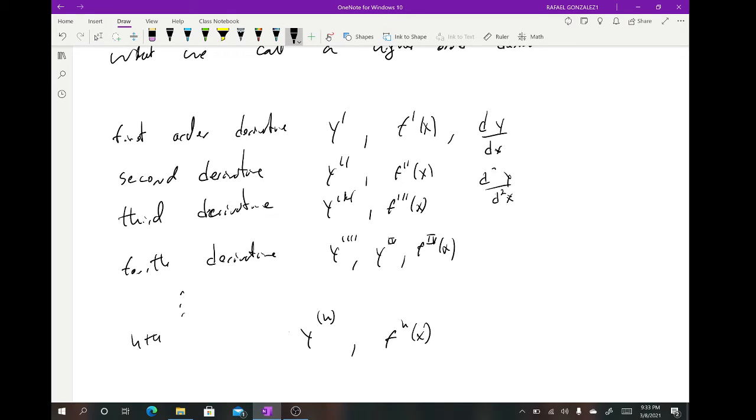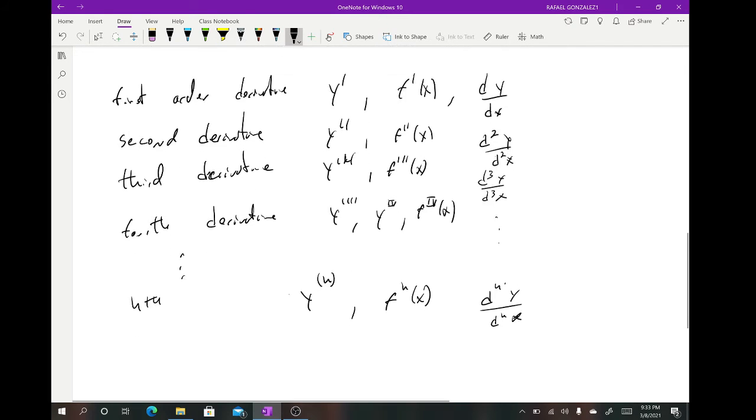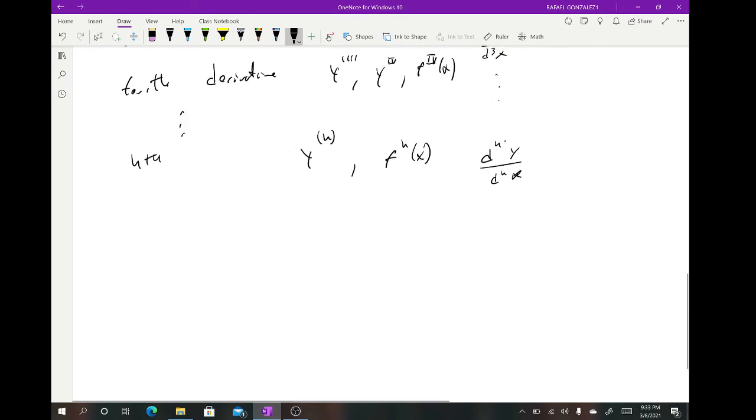So this will be d to the 3y over d to the 3x, and this denotes that you're taking more than one order derivative. So y up here, this is a y, this is an x. They look almost identical. The way that I write it looks almost identical.